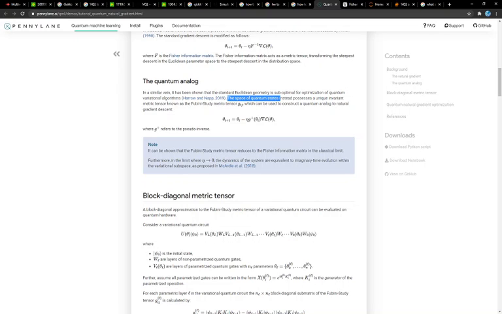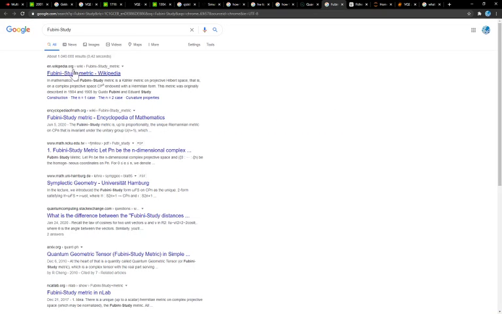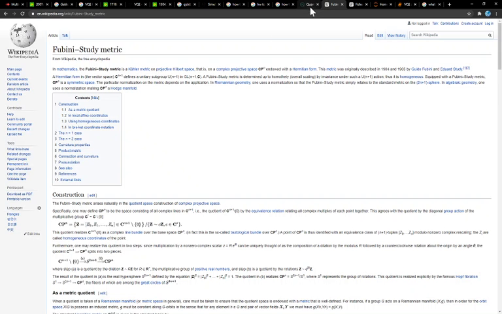So the space of quantum states instead possesses a unique invariant metric tensor known as the Fubini-Study metric tensor, which can be used to construct a quantum analog to natural gradient descent. What is this? It's again on projective Hilbert space that is a complex blah blah blah. A Hermitian form defines an inner product, subgroup. That's too complicated.